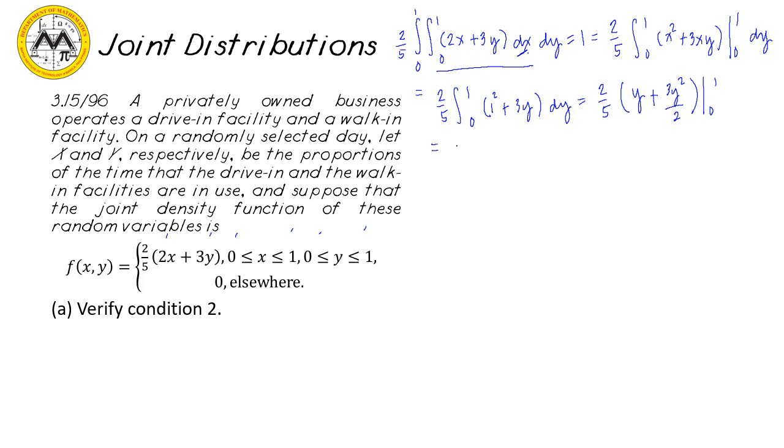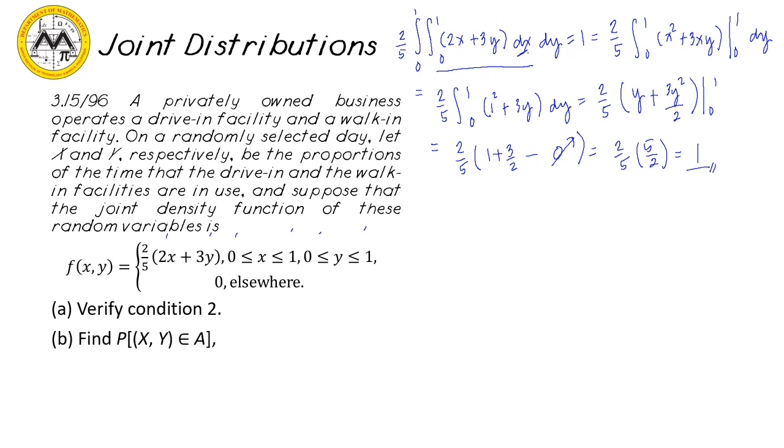So that would be 2 over 5 times 1 plus 3 over 2 minus the lower limit 0, and that would be 0. So this is 2 over 5 times, with LCD 2, 2 over 2 plus 3 over 2, which is 5 over 2. So this is equal to 1.